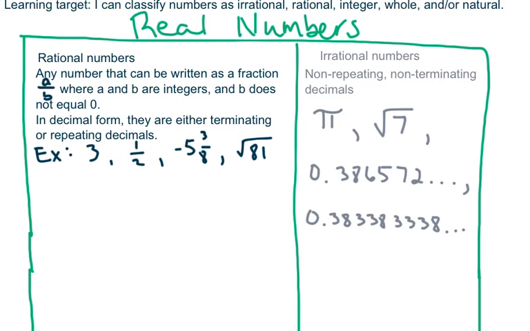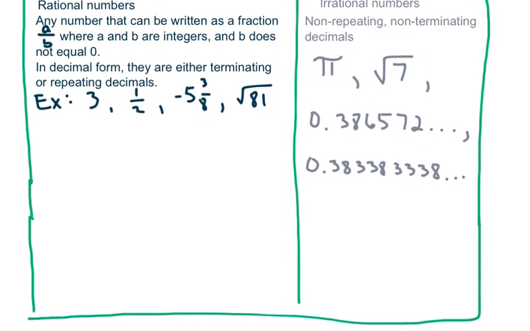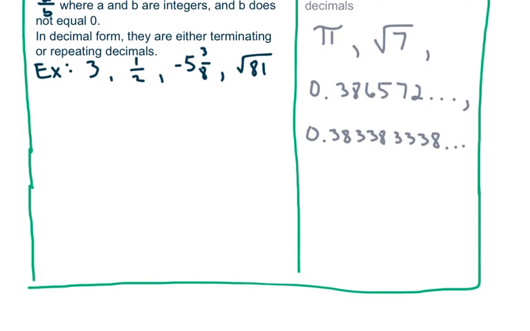These are a few examples of numbers that can be written as fractions. 3 can be written as 3 over 1. 1/2 automatically is a fraction, and so is -5 3/8. And the square root of 81 is equivalent to 9, and 9 can be written as 9 over 1. So that's why all of those fit into that definition of rational numbers. Now, inside of rational numbers, we have a lot of different other kind of numbers. So the first one is called integers.